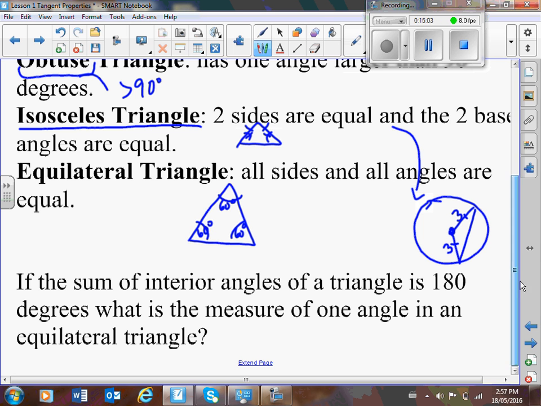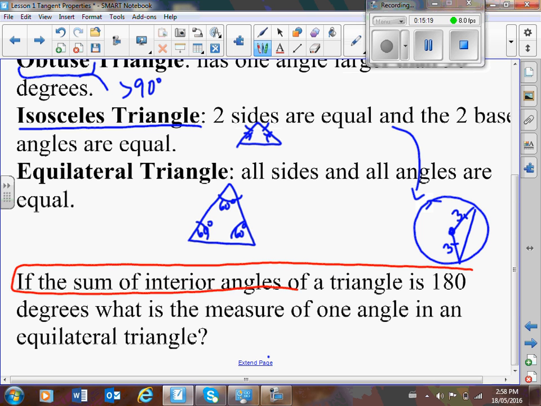That leads me to the next point down here. It says, if the sum of interior angles of a triangle is 180 degrees, what is the measure of one angle in an equilateral triangle? Well, I just told you that. So I think the most important thing on this is this statement right here: the sum of the interior angles of a triangle are always 180 degrees. So in every triangle, all three angles are going to add to 180 degrees.